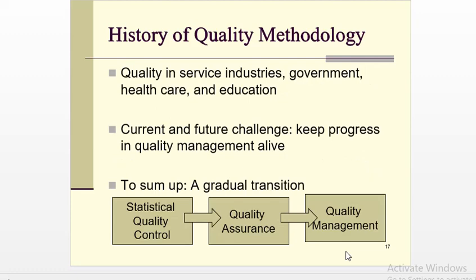So we will sum up the gradual transition of quality history and its methodology. First of all, we will have to study statistical quality control. Then we will assure quality to the customer through quality assurance. And by taking these two steps, the final step is quality management. After implementing a quality assurance cell in the organization, we will have to practice quality management continuously, year by year.